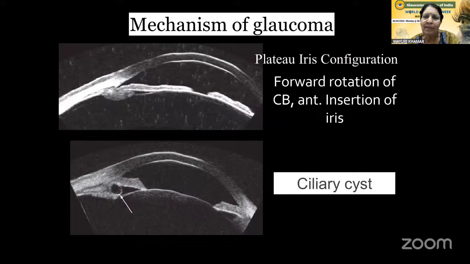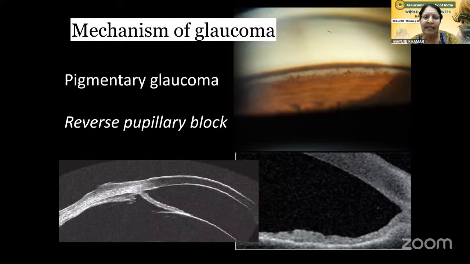Another one is the plateau iris configuration because of the forward rotation of the ciliary body processes and ciliary cyst. One more example is pigmentary glaucoma, where there is a reverse pupillary block, which is nicely seen in this particular patient. And these are the patients where PI may be beneficial.